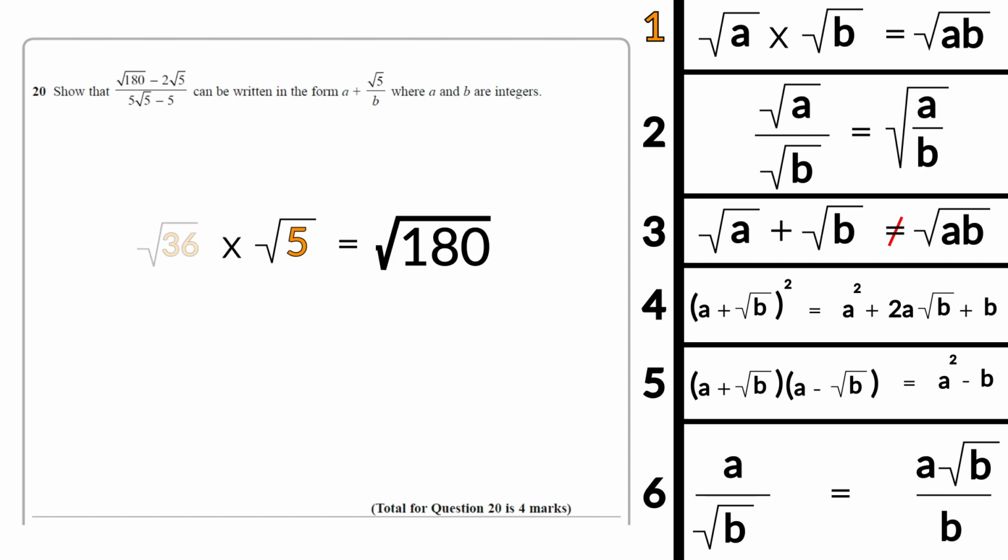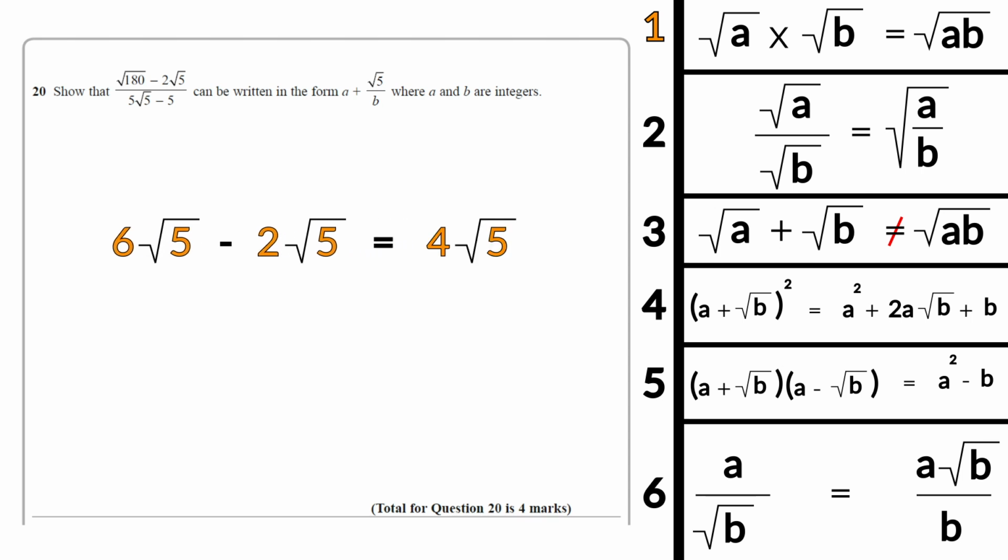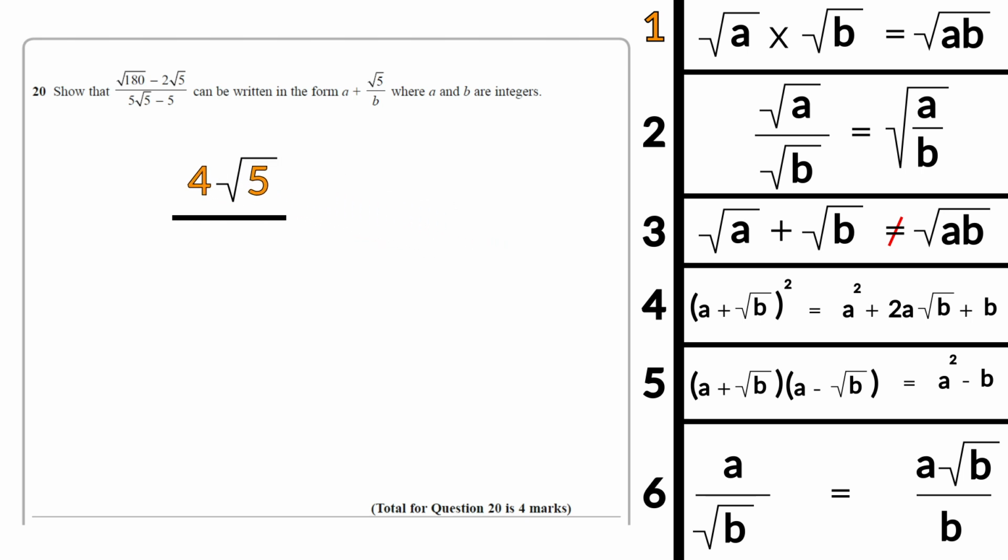The square root of 36 is 6, and now we have 6 multiplied by the square root of 5 minus 2 multiplied by the square root of 5, which is 4 multiplied by the square root of 5. Next, we address the denominator. Anytime you see an irrational number in the denominator, try to rationalize it.